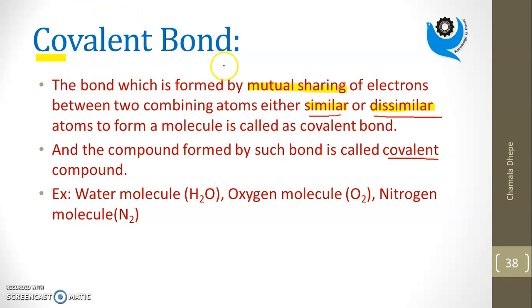So what are the examples of covalent bond? Water molecule, in water molecule covalent bond is present. Oxygen molecule, what is the formula of oxygen? O2. In O2 also covalent bond is present. And in nitrogen molecule N2, covalent bond is also present. Co means there is a mutual sharing of electrons.